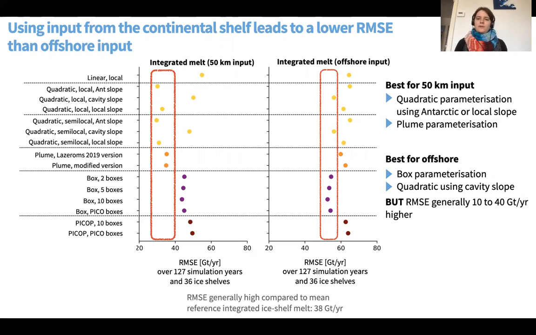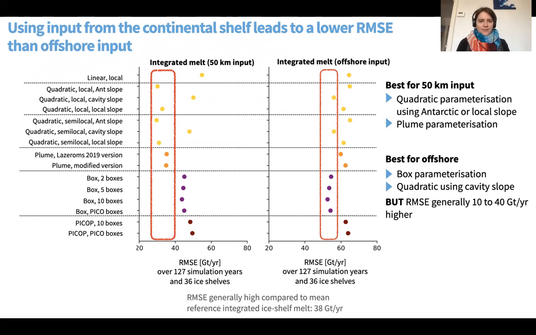And so what you can take away from this figure is that for the input over the continental shelf, the lowest RMSE are reached for the quadratic parameterization using an Antarctic or local slope, and for the plume parameterization. While for the offshore, the box parameterization and the quadratic parameterization using a cavity slope lead to the comparably lower RMSE.